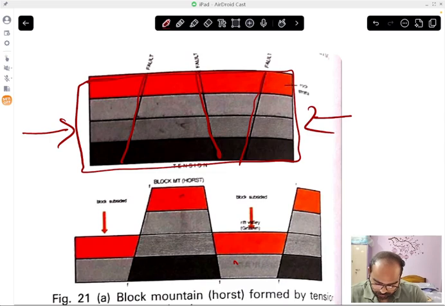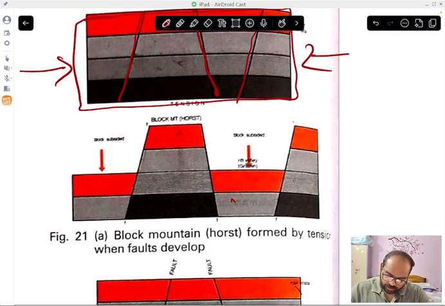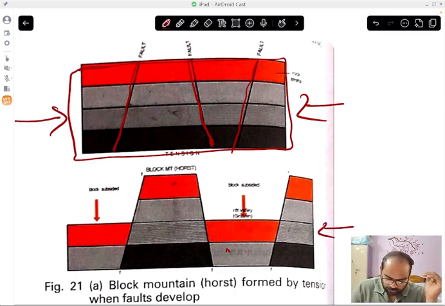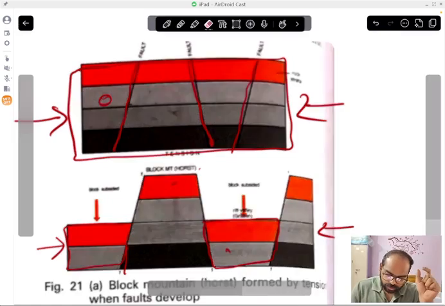And in the second stage, what has happened? Due to gradual convergence, the block beside that fault got subsided down. Here also we can see subsidence and subsidence, and the result: the upward block in between two subsided regions is called a block mountain, which is formed due to convergence.